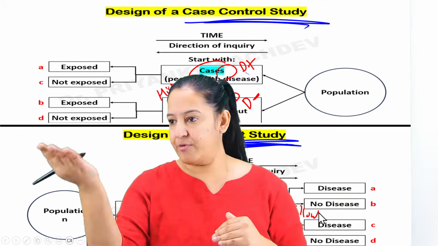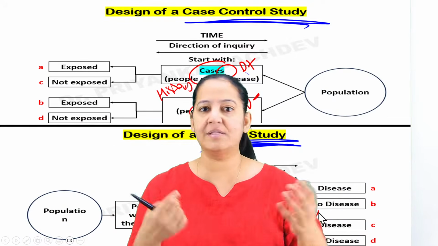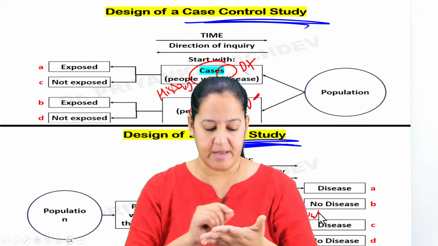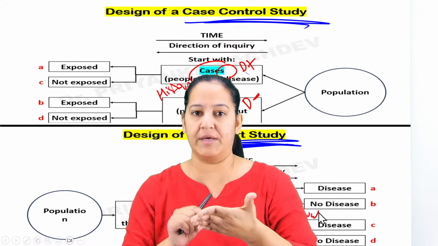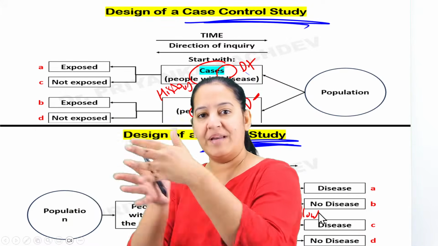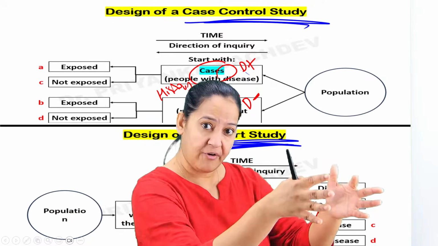I have to take 100 cases this side, 100 controls this side. I will call them one by one and ask them, do you smoke? Yes, no, yes, no. So out of the 100 cases, how many smoke? How many do not smoke? Out of the 100 controls, how many smoke?